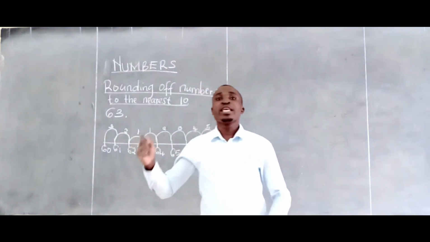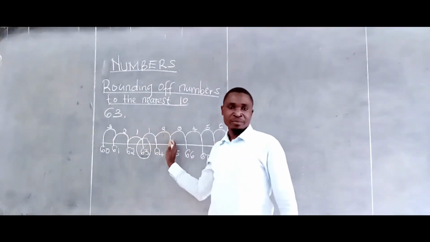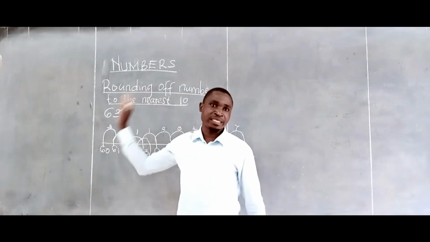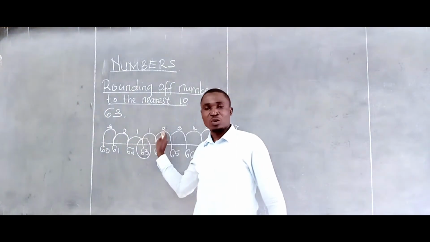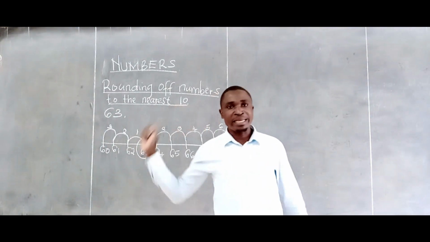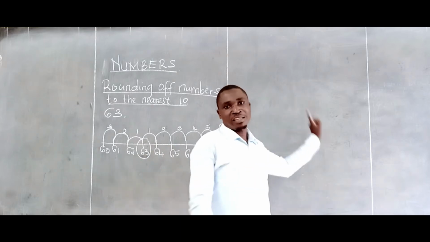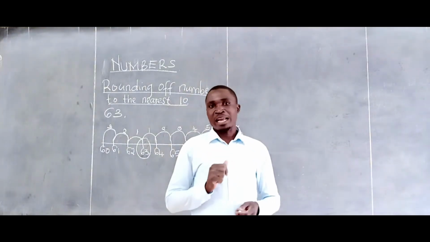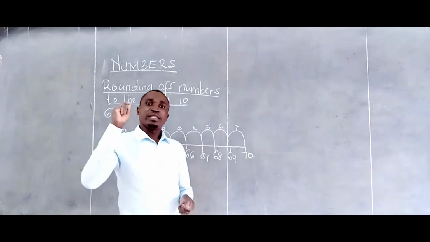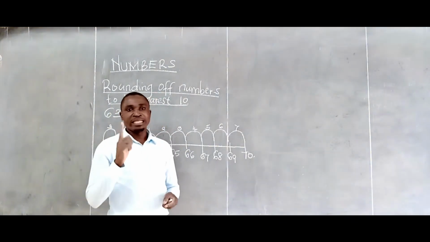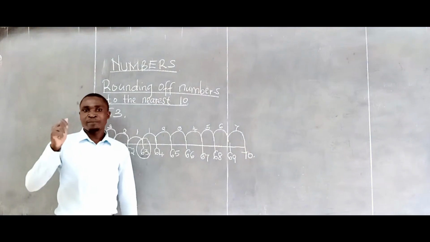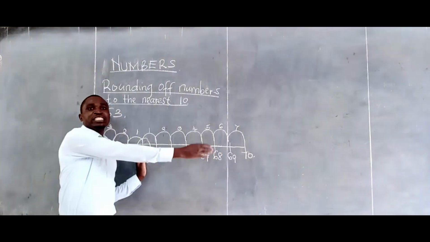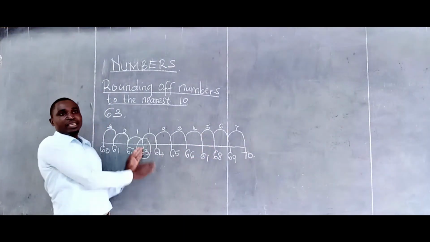Now in this case, we are going to count how many intervals from number 63 up to number 60. We have 3 intervals or 3 spaces. Then from number 63, our number of course in this case, up to number 70, we have 7 intervals. To round off this number now, we are going to consider the side with few intervals. In this case, we are going to ask ourselves this question. The distance from number 63 up to number 70 is bigger than the distance from 63 up to number 60.